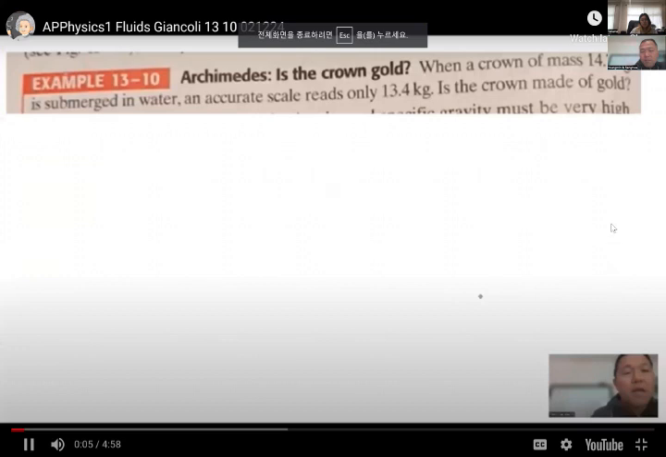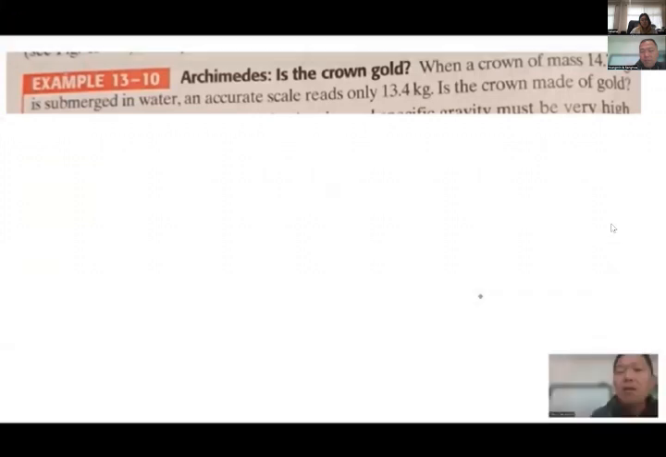Archimedes: is the crown gold? When a crown of mass 14.7 kilogram is submerged in water, an accurate scale reads only 13.4 kilogram. Is the crown made of gold? If the crown is gold, its density and specific gravity must be very high, that should be about 19.3.